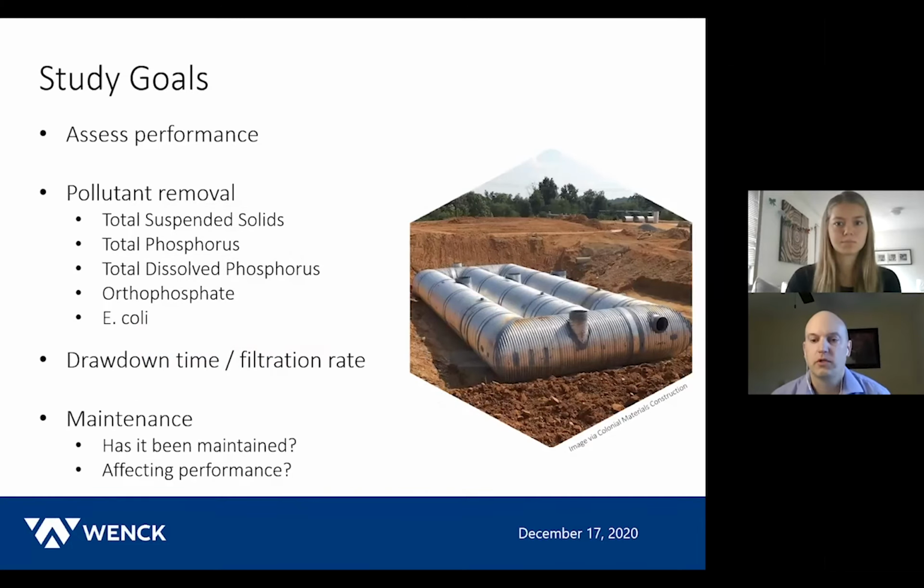Our study goals were to assess the performance of underground filtration systems. We did that by evaluating the pollutant removal within these systems: TSS, TP, total dissolved phosphorus, orthophosphate, and E. coli. We also installed pressure transducers to measure the drawdown time, or the filtration rate through that sand media. And finally, we reached out to the owners to determine whether the system has been maintained, or if it hasn't, whether that lack of maintenance has affected the performance.